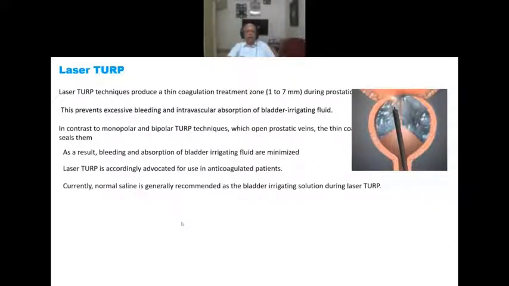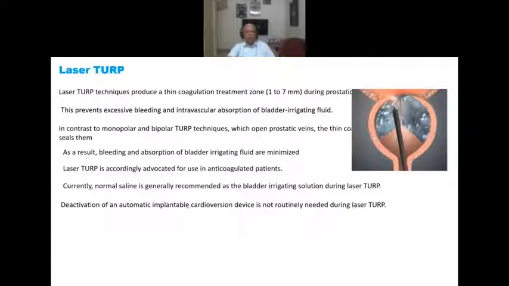And you can use normal saline because it is not going to generate any current which will be dispersed. So you can use normal saline as an irrigating fluid. That is another advantage of that. So deactivation of automatic implanted pacemakers is not required because again there is no current dispersement with laser.